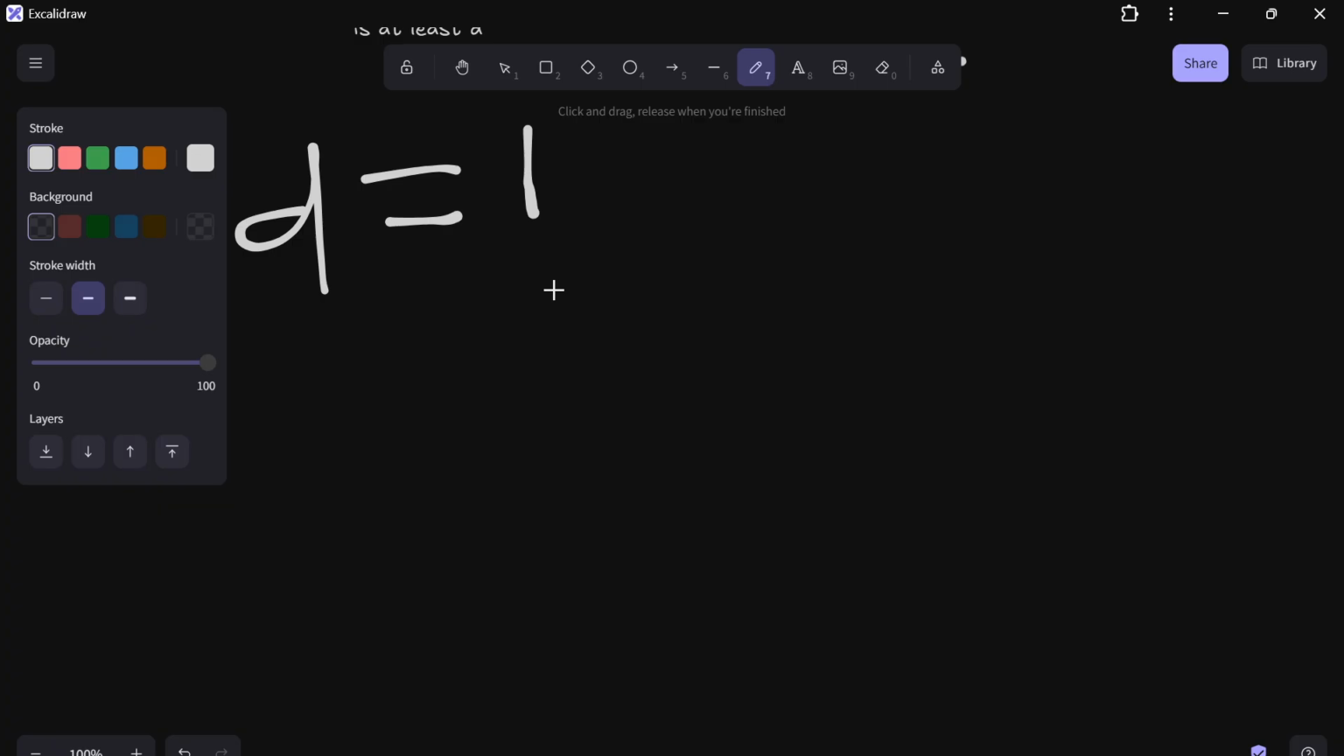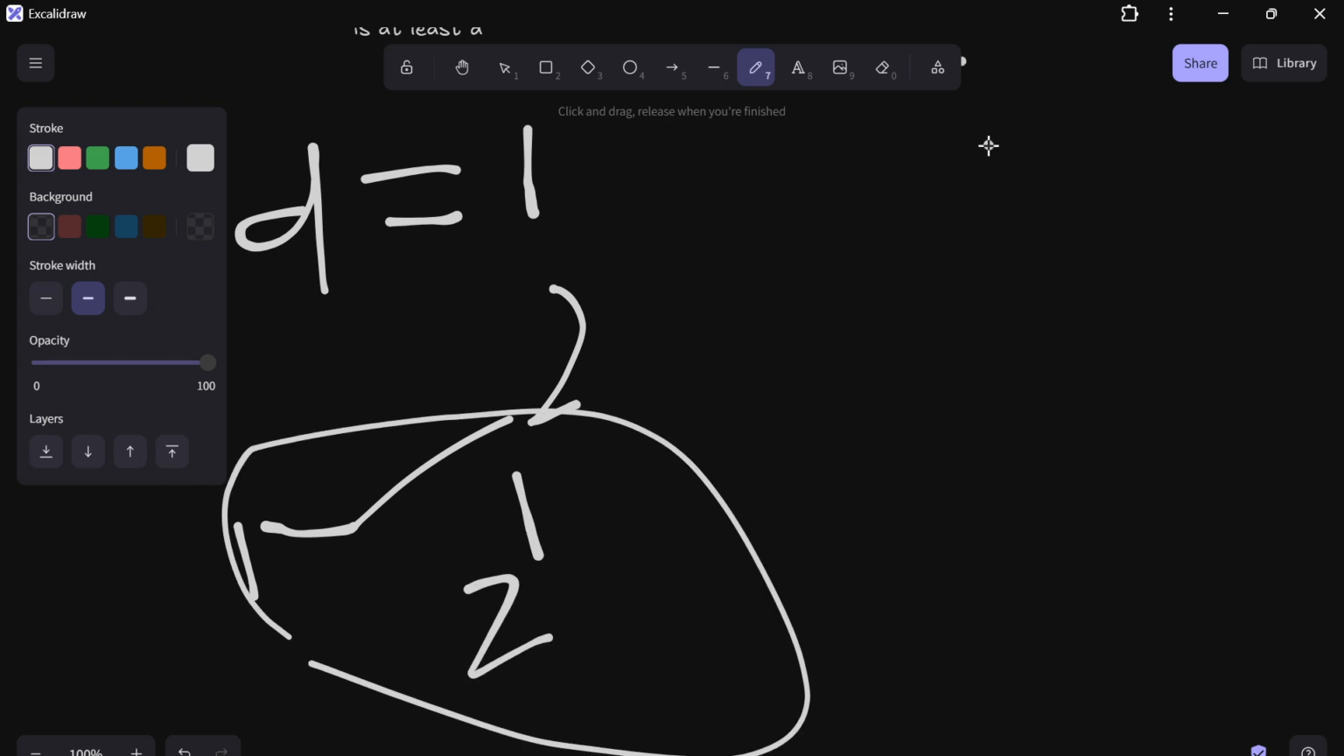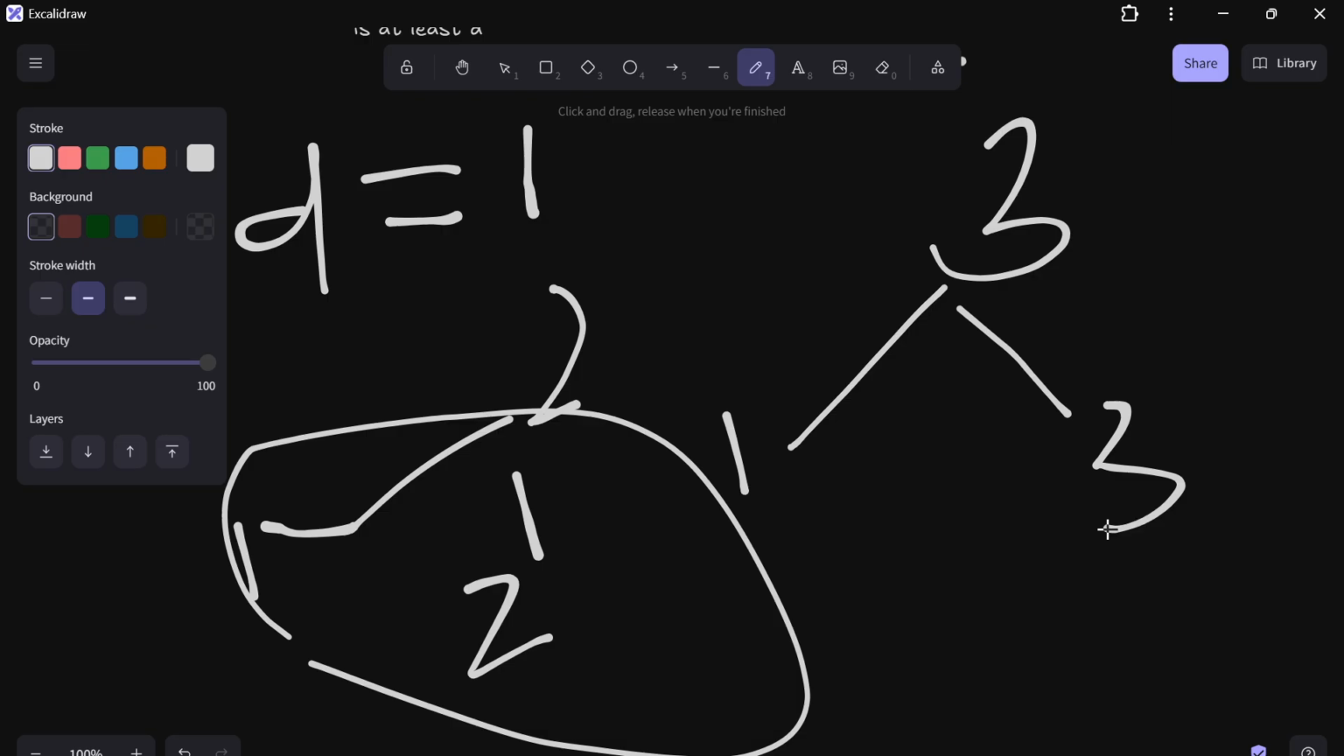So we need at least 4 divisors. Can I write 2? 2 does not have 4 divisors. It has only 1 and it has only 2. So it has only 2 divisors. If we take the example of 3, it has only 1 and 3. None of them has extra divisors. It has only 2 divisors.